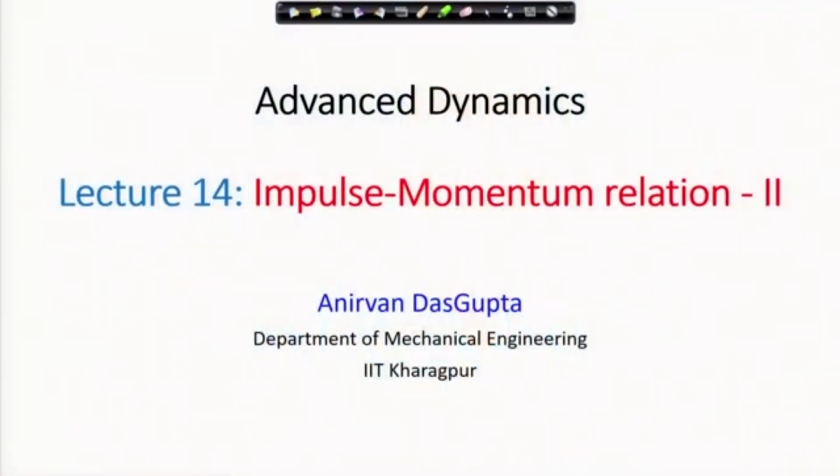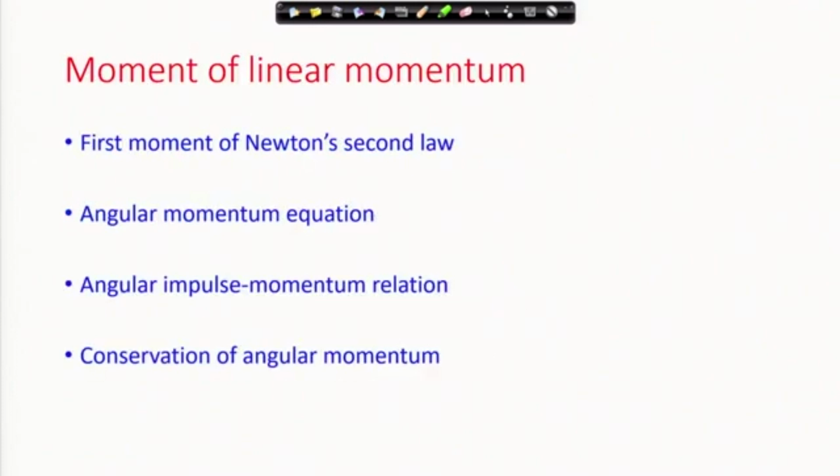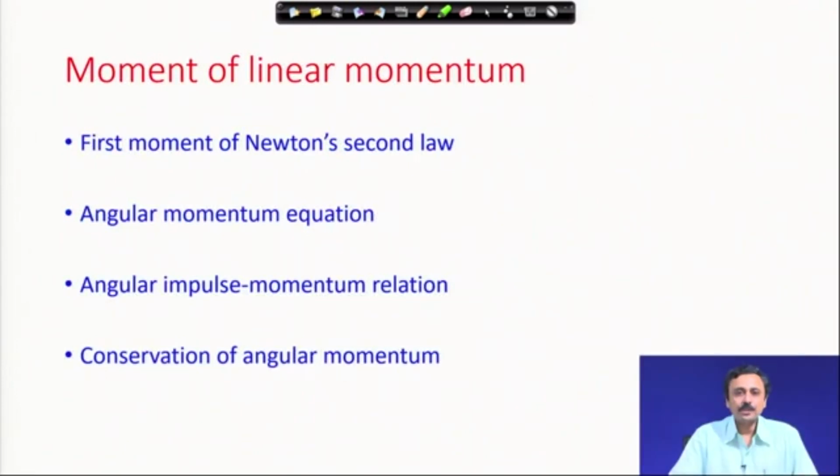Hello, let us carry forward our discussions on impulse momentum relation. Today we are going to look at the first moment of Newton's second law and thereby define a new quantity called the angular momentum. Then we will derive the angular impulse momentum relation, which is the angular impulse related to the angular momentum. This relation we will derive and look at conservation of angular momentum.